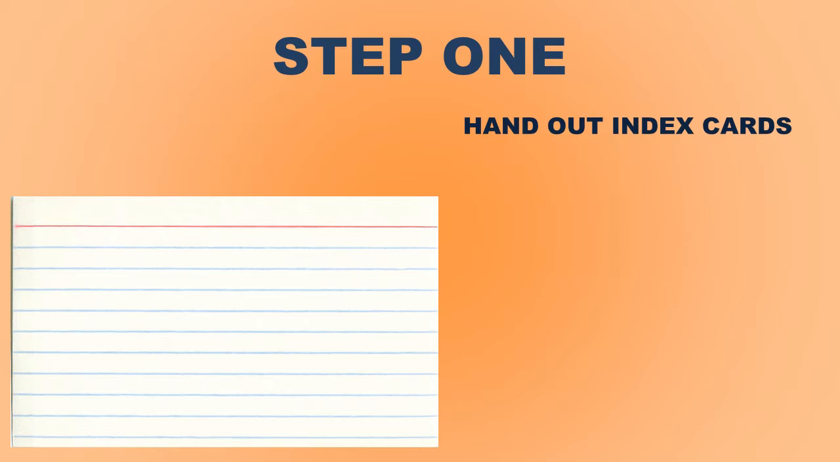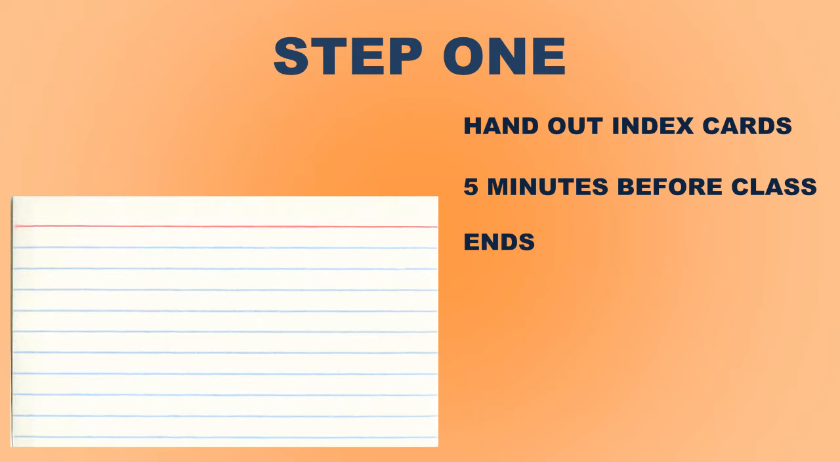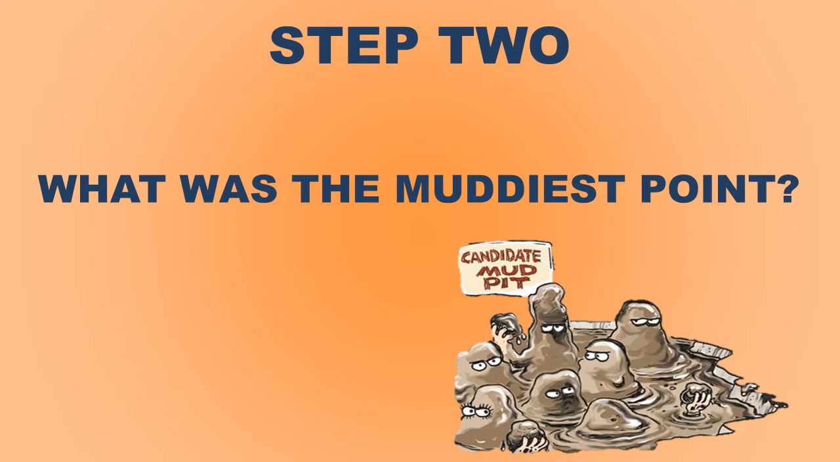How is it implemented? Step 1. The teacher hands out individual index cards to the students with about 5 minutes left of class. Step 2. Students are asked to write a response in a sentence or two to the following question: What was the muddiest point for you in today's lesson?